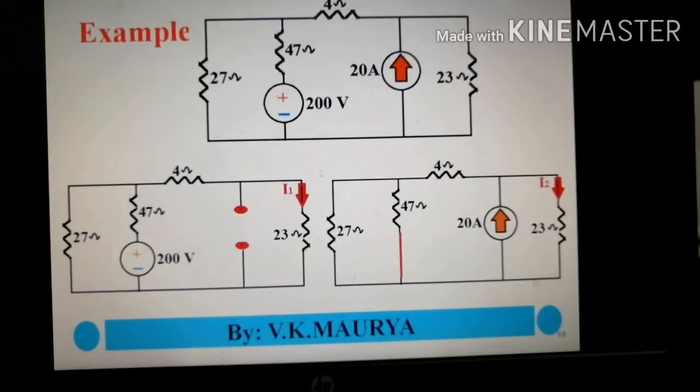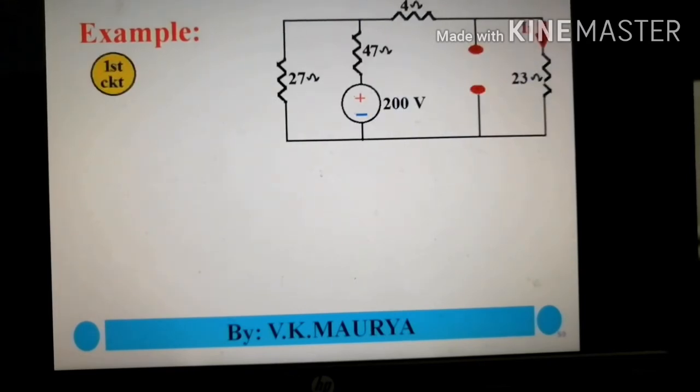Right? In the first sub-circuit, there is a voltage source and current source is open. In the second sub-circuit, there is a current source and the voltage source is short circuited. See the first. This one is the voltage source, right? Whatever the current given by this source is divided in two parts, this part or in this part, right?